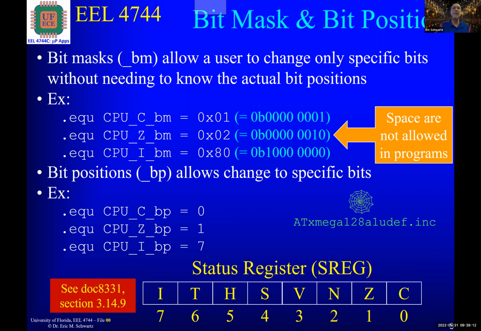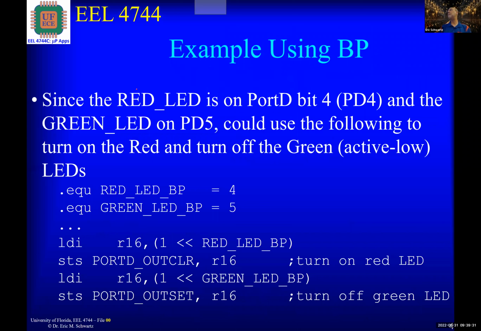Okay. And then for bit position, well, the carry bit is in position 0, and the 0 bit is in position 1, and this I bit is in position 7. So that's a bit position and a bit mask. Again, these I don't believe are in this include file at all. And then we can talk about the RGB LED that we've already dealt with.